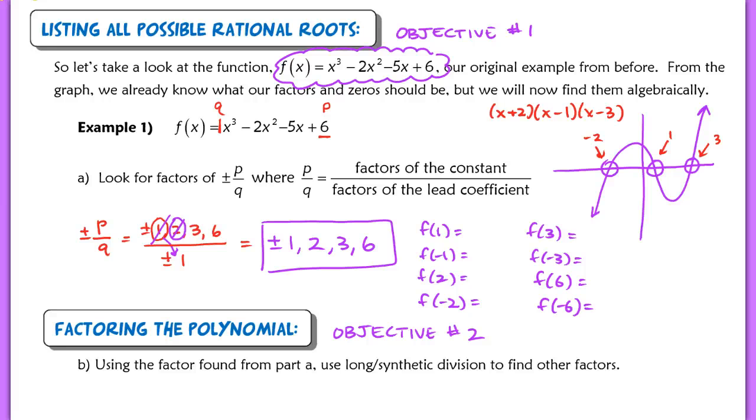So in this case, I'm not actually going to show every single one of these values, but remember we had zeros at negative 2, 1, and 3. So we can assume then that f of negative 2 is 0, f of 1 is 0, and f of 3 is also 0, which means that f of negative 1 should not equal 0, f of 2 should not equal 0, f of negative 3 should not equal 0, because all of those values are not zeros of your function.